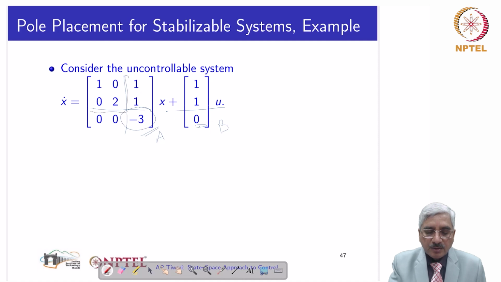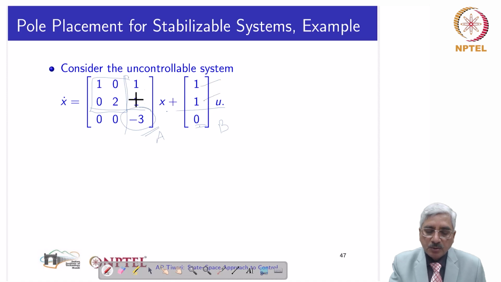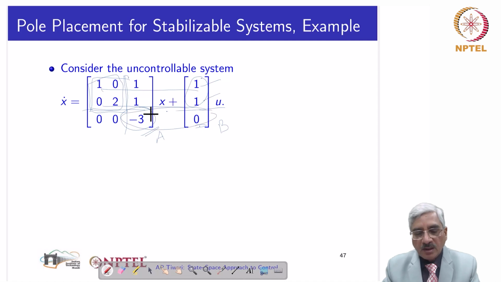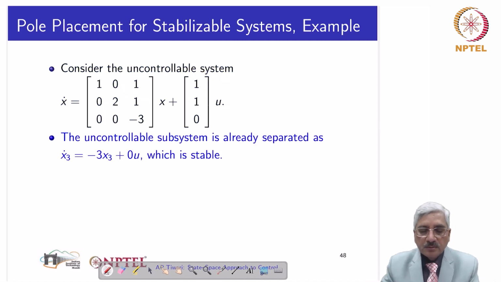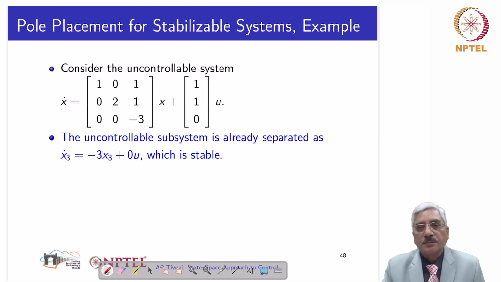This is the controllable part which is in diagonal form, and the entries in B corresponding to both the rows, this row and this row, they are non-zero. So this system is uncontrollable because of that, and this part is the controllable part and this part is the uncontrollable part. Now we have to design the control for this system.